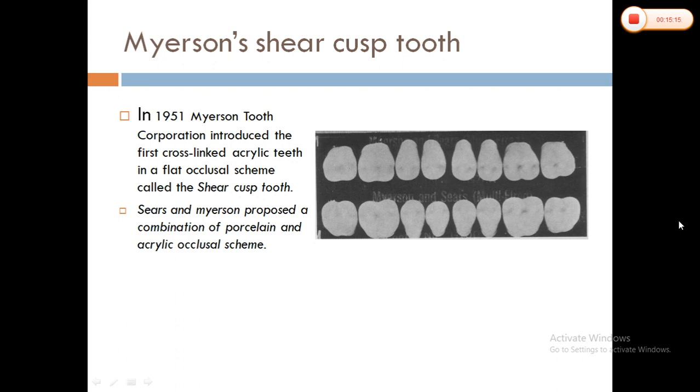Meyerson's shear cusp tooth. In 1951, Meyerson Tooth Corporation introduced the first cross-linked acrylic teeth in a flat occlusal scheme called the shear cusp teeth. Sears and Meyerson proposed a combination of porcelain and acrylic occlusal scheme.